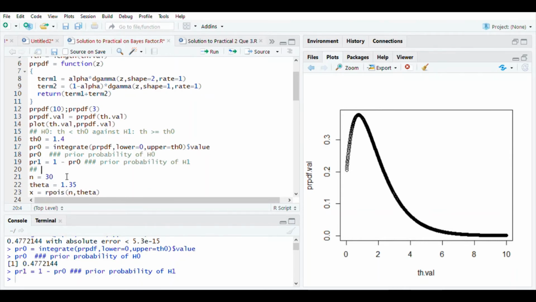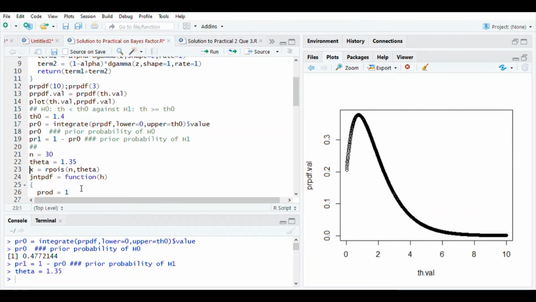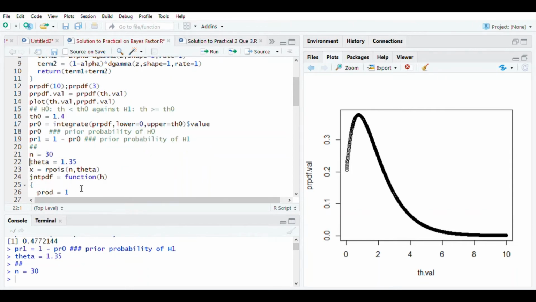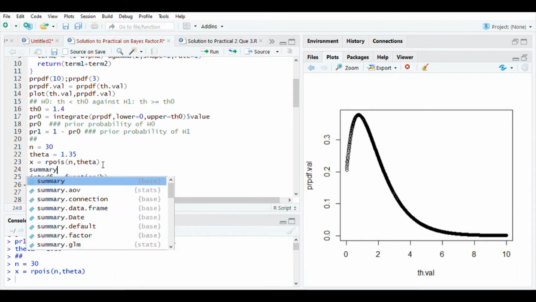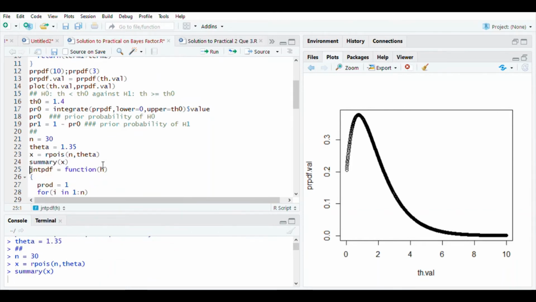Okay, now we are told to generate a random sample of size 30 from a Poisson distribution with theta equal to 1.35. So let us generate a random sample from Poisson first. If we have a look at the summary, see here, minimum is 0, maximum is 6. So the range is around 6.